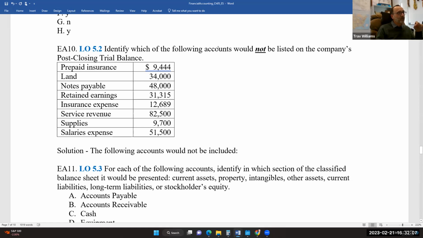Which of the following accounts would not be listed on the post-closing trial balance? So in other words, which of these are temporary accounts that would be closed out and would not be on the post-closing trial balance? Well, prepaid insurance is permanent, so it does not get closed out, and it would be listed on the post-closing trial balance. Same thing with land, that is another asset. Notes payable is a liability, retained earnings is an equity account that is on the balance sheet. However, insurance expense would be closed out, so it will not be on the post-closing trial balance.